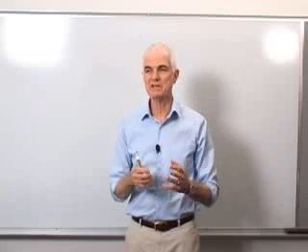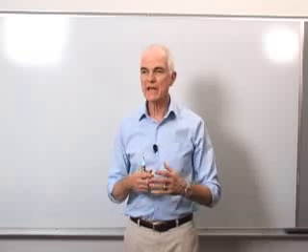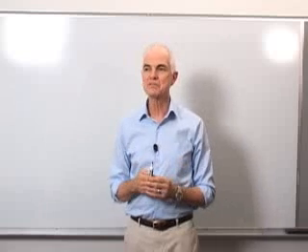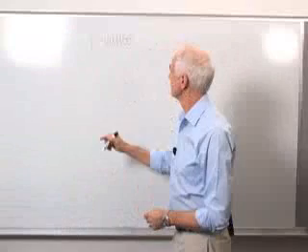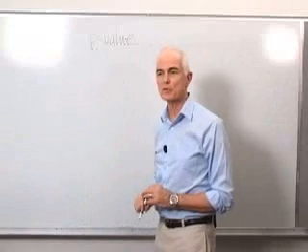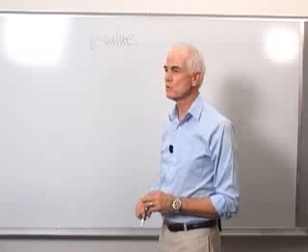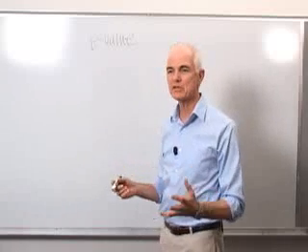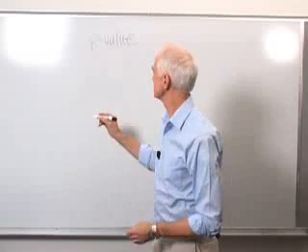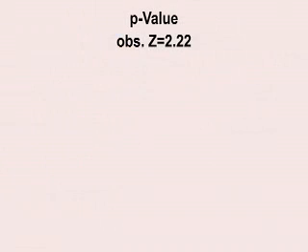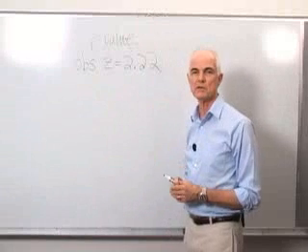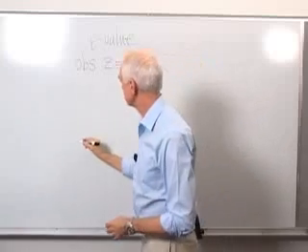So what is a p-value? Well, another name for a p-value is the observed significance level. The p part of the p-value stands for probability. So we might ask, a p-value is the probability of what? Let's consider our observed z that we solved for in a previous example. What would be the p-value of this particular observed z?